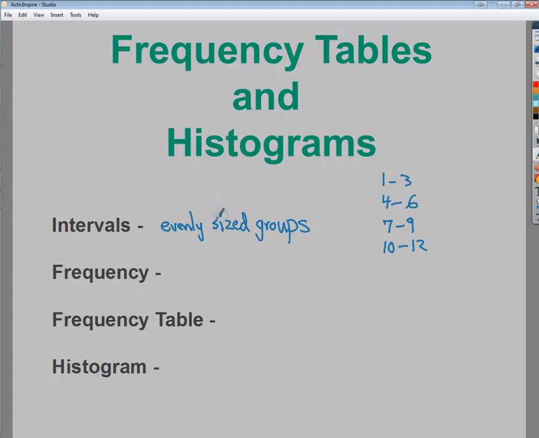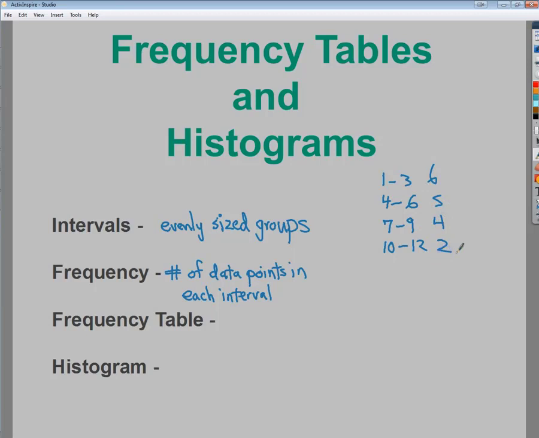I'm breaking it into groups of equal size. In most cases they're even. Occasionally they're not, but that's how it works. Frequency is how often or how many times a number falls into that group. So it's the number of data points in each interval. So maybe I have 6 of them that fall between 1 and 3. I have 5 here, 4 here, and 2 here.